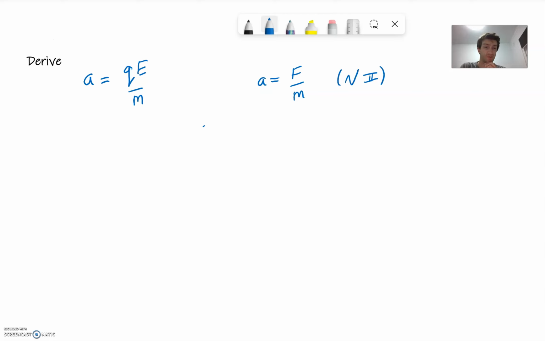And we need to think about where this force is coming from. We have a charged particle in an electric field. So the electric field is the source of the force, and the electric field strength is given by F over Q, like that. And that's because we've got a charged particle in an electric field.